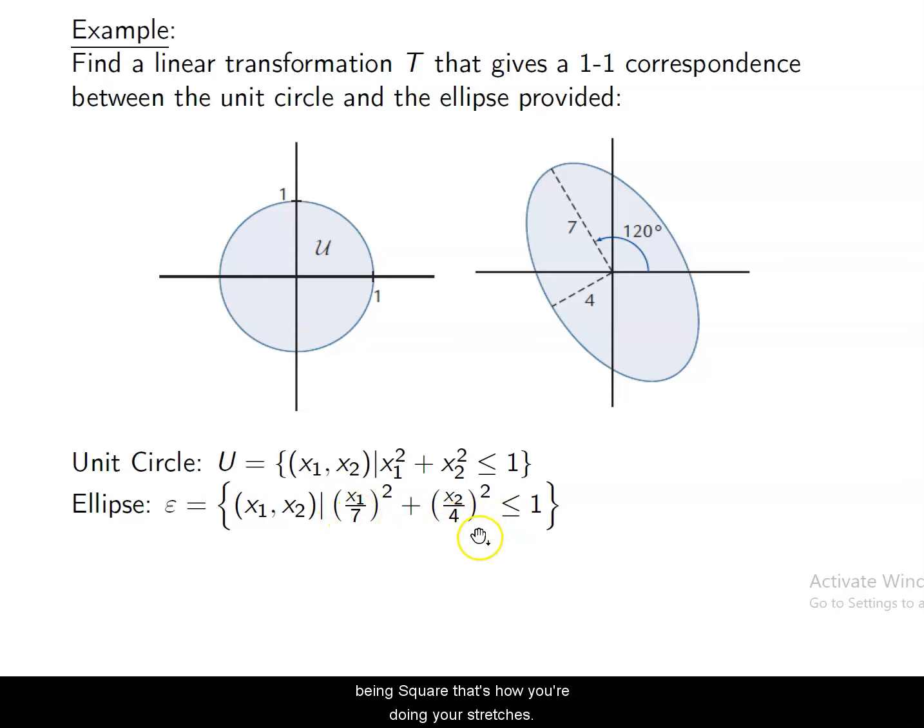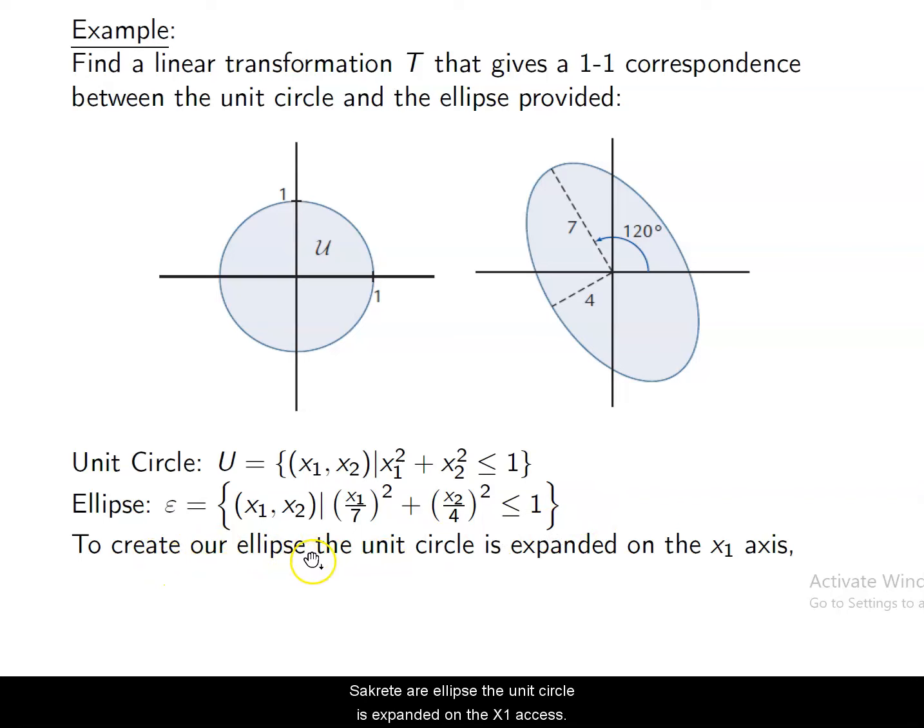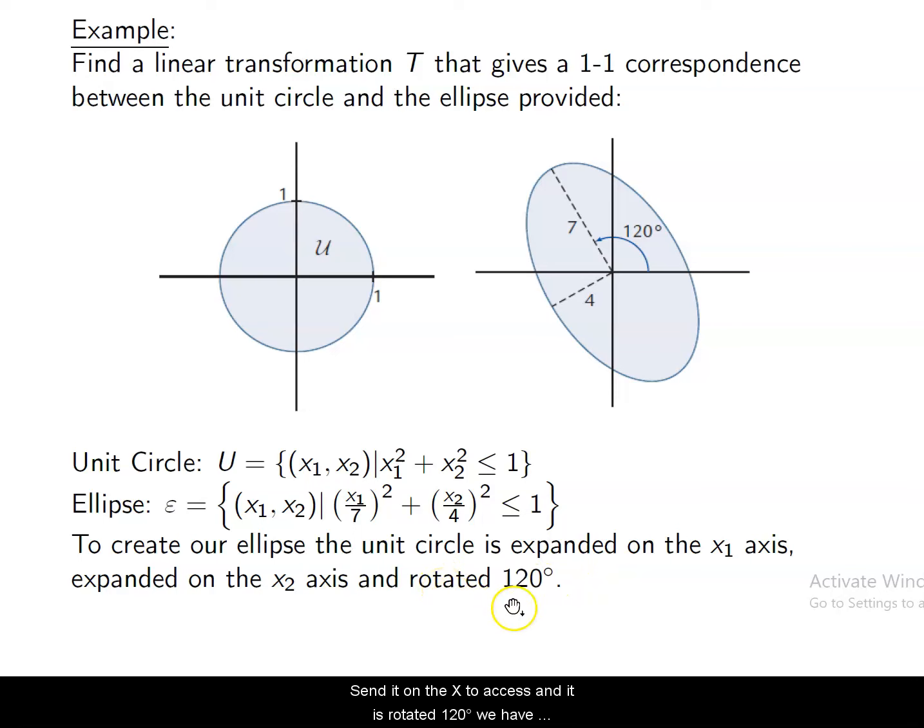So that's how you're doing your stretches here. You're really just taking the unit circle and stretching it around. We're also rotating it. So to create our ellipse, the unit circle is expanded on the x1 axis, expanded on the x2 axis, and it is rotated 120 degrees. We have to do all of those things. So that's how we're going to build our transformation. Our one-to-one transformation should be a composition of singular transformations in the proper order.